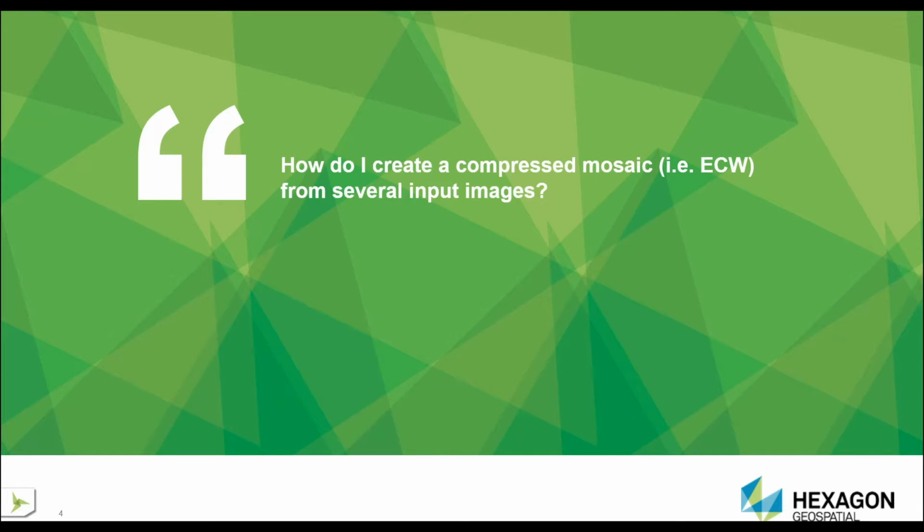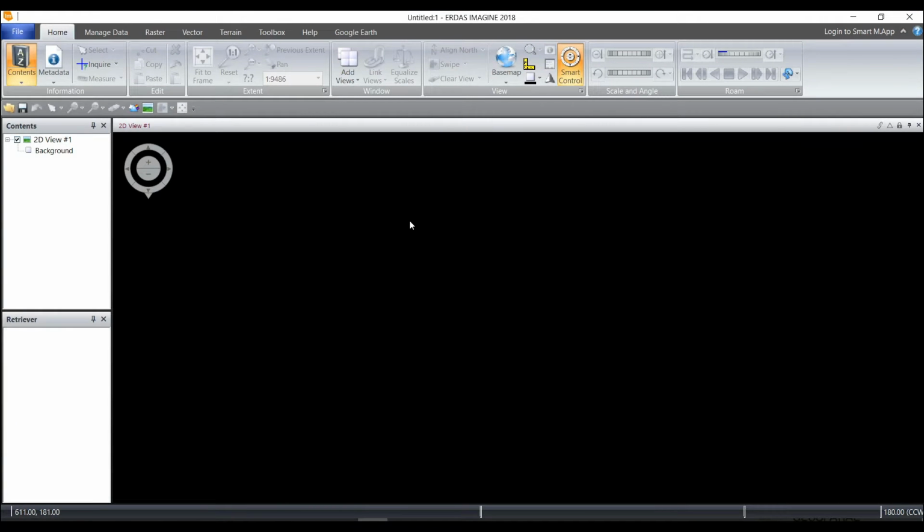How do I create a compressed mosaic, for example, an ECW or a JPEG 2000 image, from several input images? There's a couple different ways you can do this, and I'm going to show you two of those options.